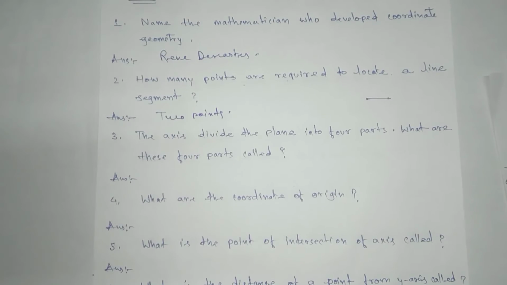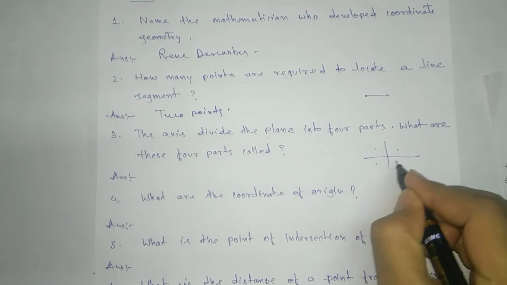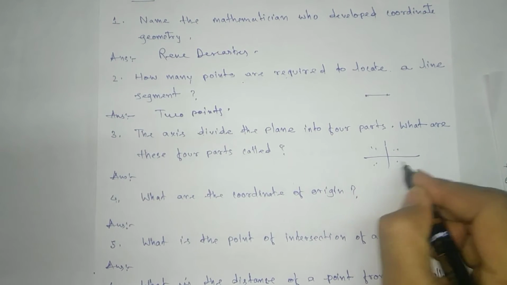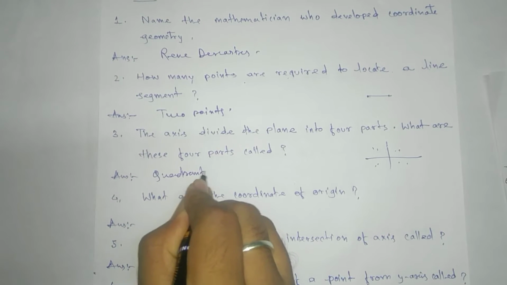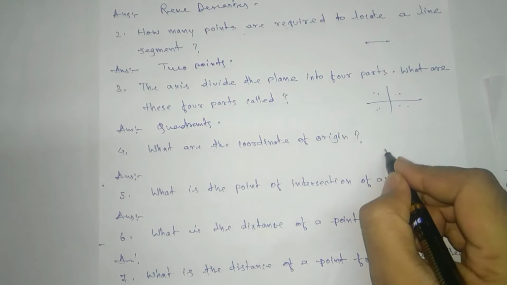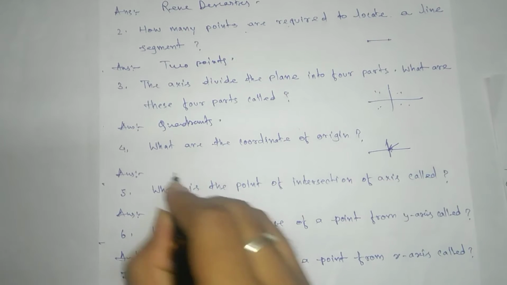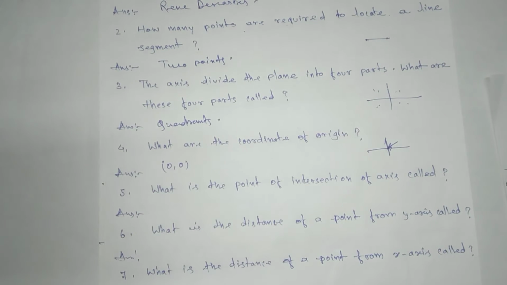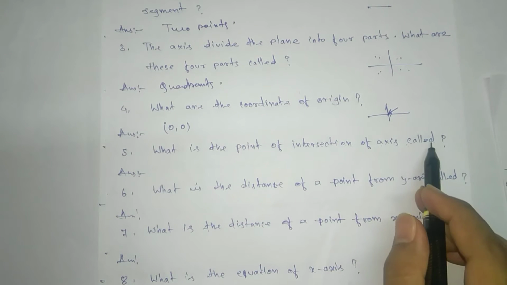Next, the axes divide the plane into 4 parts. So these parts we call quadrants. Next, what are the coordinates of the origin? Here we have the origin and the coordinates are (0, 0), and we need to keep them in brackets.